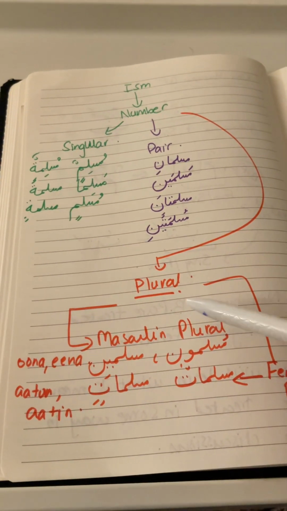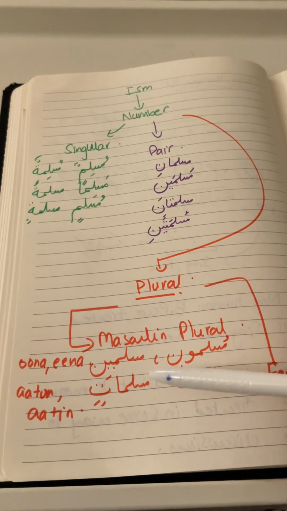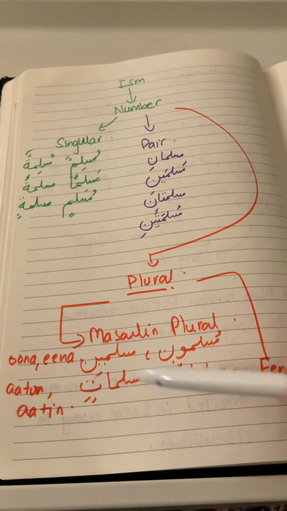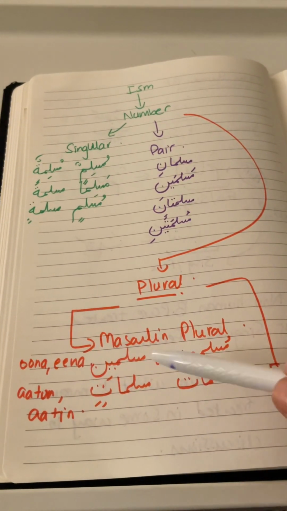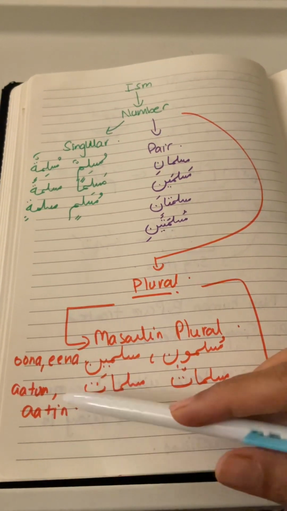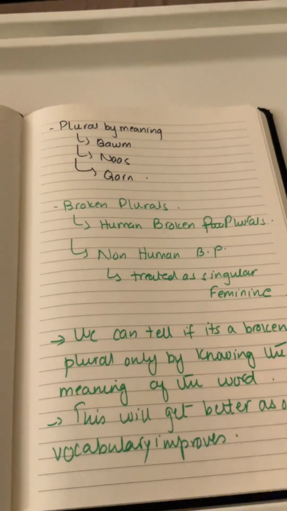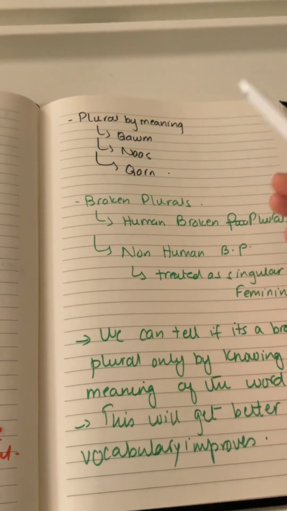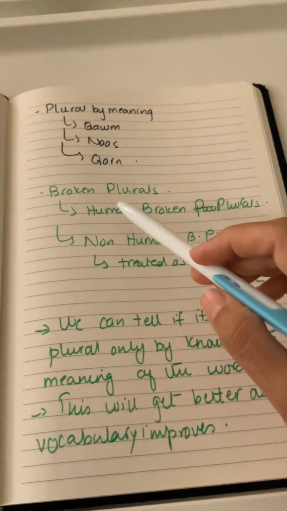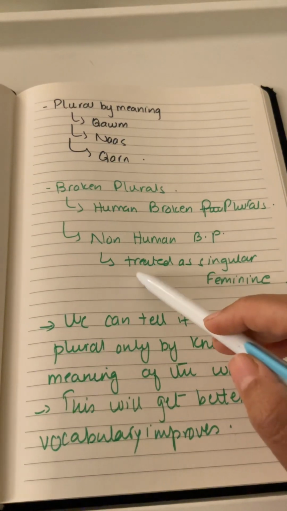And then we started doing the plural, in which we said that there are masculine plurals and feminine plurals. The masculine plurals we know from the Muslim chart: muslimuna, muslimina. The una and ina endings were basically the masculine plurals. And then muslimatun and muslimatin, the atun and atin endings, were basically the feminine plurals. Then there were plurals by meaning, in which we had qawm, nas, and jamaa. These three have a plural meaning, so basically they are plural. And then we came to the broken plurals, in which we said that we have human broken plurals and non-human broken plurals.